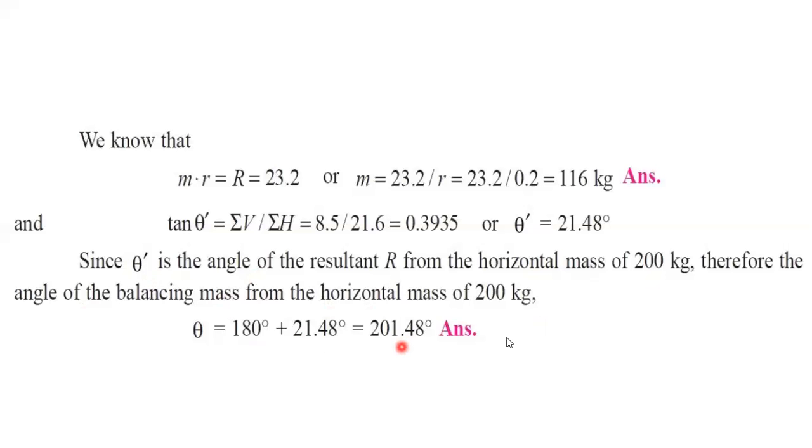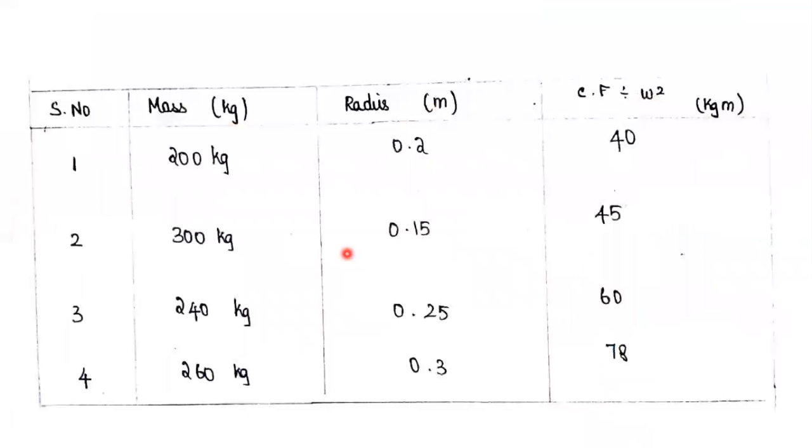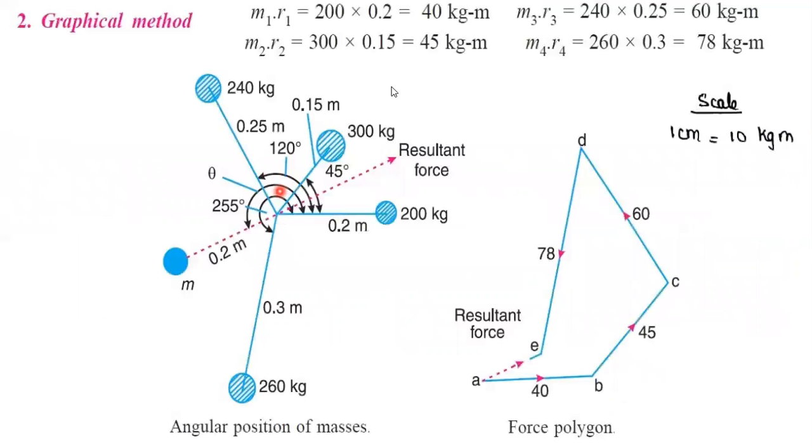So we can easily plot the theta value as 201 degrees. At 201 degrees we can plot the mass, and the value of the mass is 116 kg. Analytically we have found this. Now we are going to cross-check with a graphical representation. So how are we going to draw it graphically? We know all the values. As we saw, just multiply the mass and radius to get the values as before, and we can easily draw the angular positions of masses m1, m2, m3 and m4.